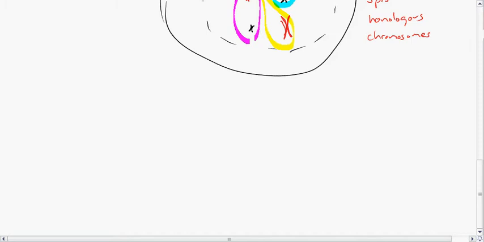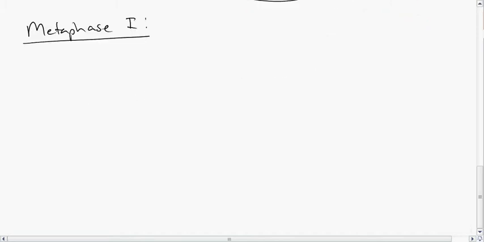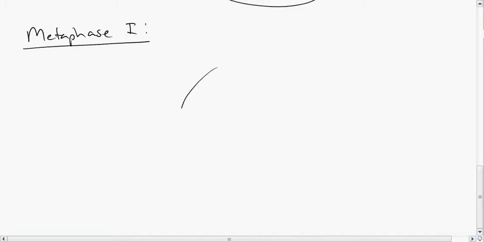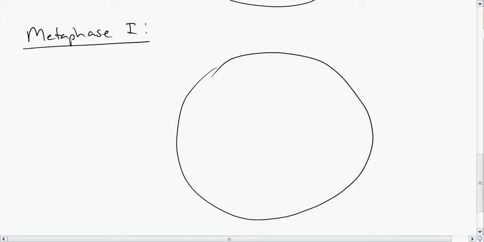All right, so if you remember PMAT, the next phase after prophase is going to be metaphase 1. What's going on, Viv? Can you say prophase 1? Prophase 1. Can you say metaphase 1? Metaphase 1. Good job. So metaphase 1 is a really important phase for meiosis.